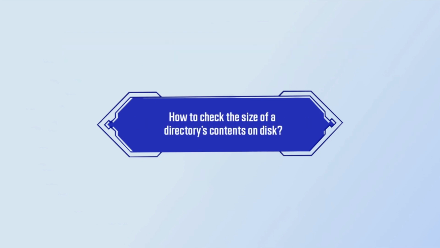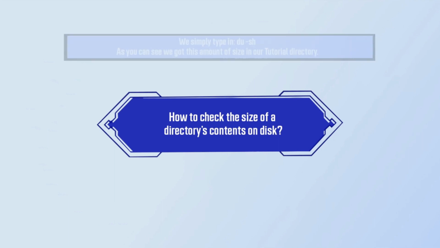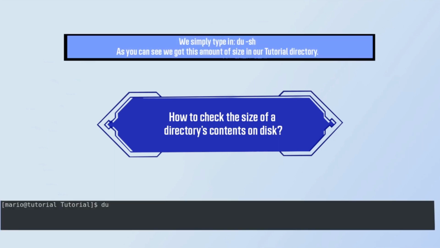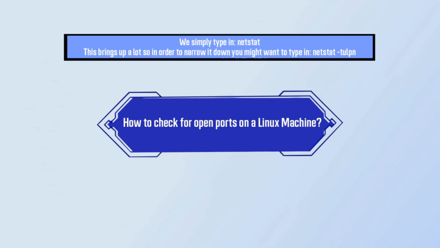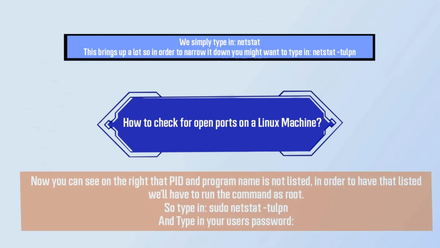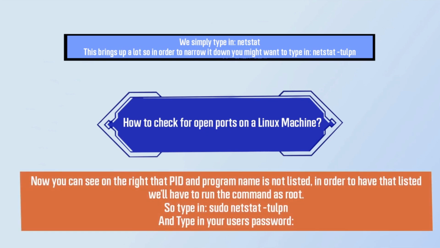How to check the size of a directory's contents on disk. For that, we simply type in du space -sh. As you can see, we got this amount of size in our tutorial directory. How to check for open ports on a Linux machine. We simply type in netstat and hit enter. This brings up a lot, so in order to narrow it down, you might want to type in netstat space -topen.